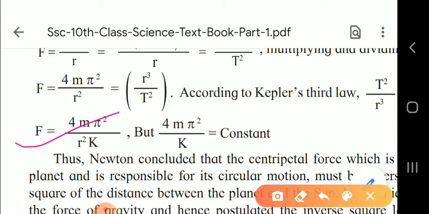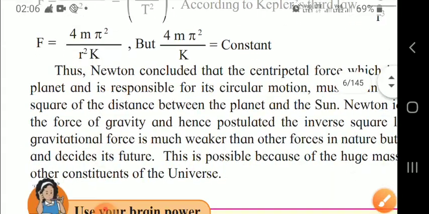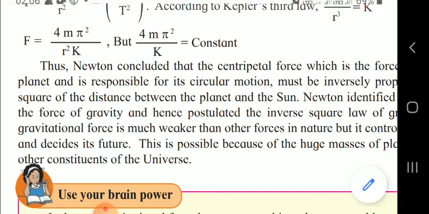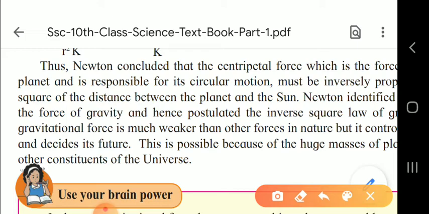So who postulated the inverse law of gravitation? Newton. The gravitational force is much weaker than the other forces in nature. Still, it controls the universe and decides its future. So this point you have to note down, children. It is an important point that the gravitational force is much weaker than the other forces in nature, but it controls and decides the future. This is possible because of the huge mass of the planets and stars and other constituents of the universe.